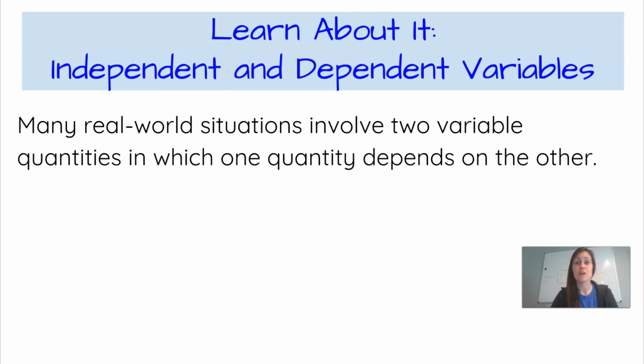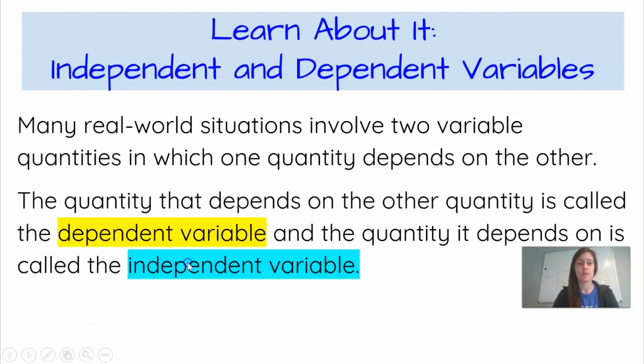Often in mathematics, we look at real-world situations, and those real-world situations can be presented to us through words, with a table, or with a graph. And those real-world situations have two variable quantities where one quantity depends on the other quantity. So let's talk about our definitions for independent and dependent variables. And I want you, as I'm doing this, to think back to the situations in the Think About It task where you heard how my family members depend on someone else. The quantity that depends on the other quantity is called the dependent variable, and the quantity that it depends on is called the independent variable.